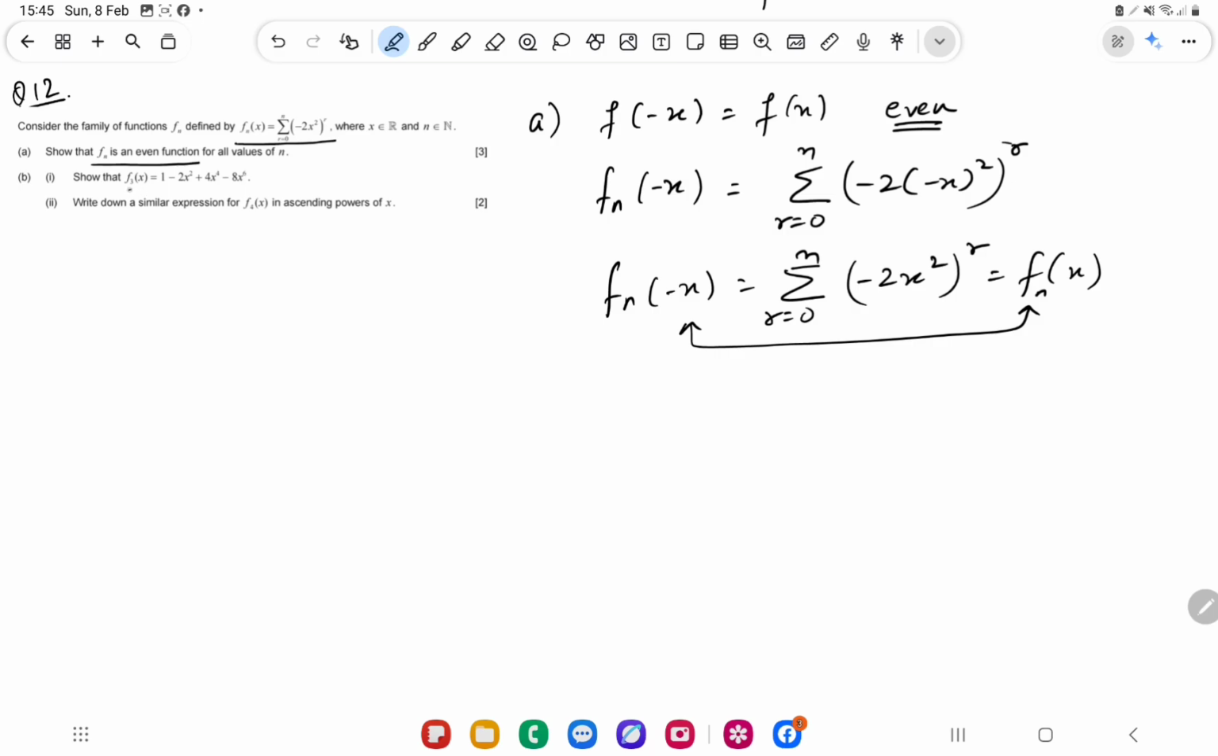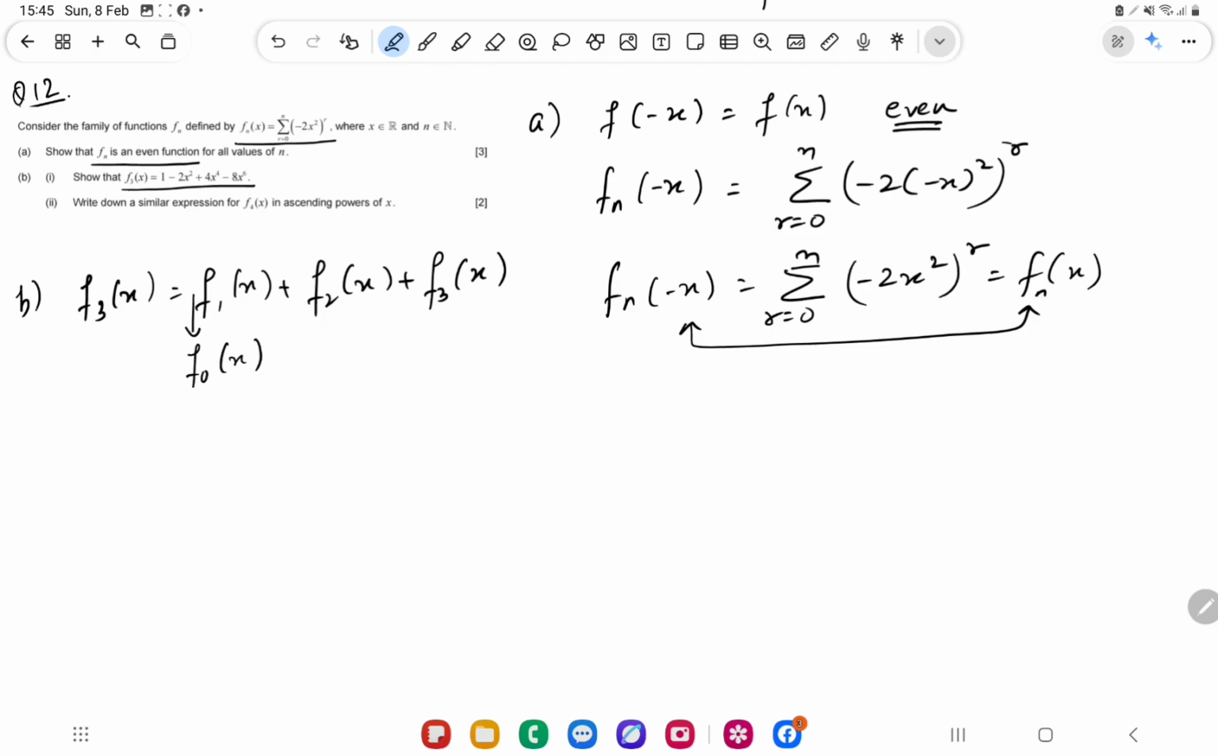Now in the B first part we have to show that f3 is coming as this. So for B part, since they are talking about f3(x), it means I have to calculate f1, f2 and f3(x). But what is important here to note is my r is starting from 0, so before that I have to find f0 also. Students make a mistake in this, so please note this point.